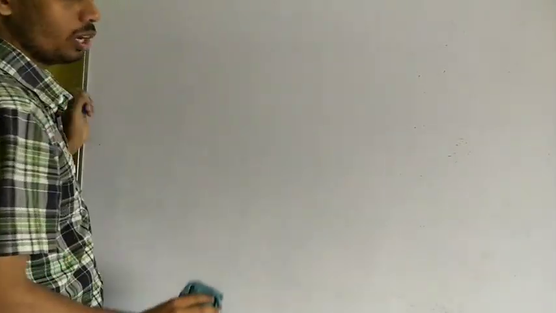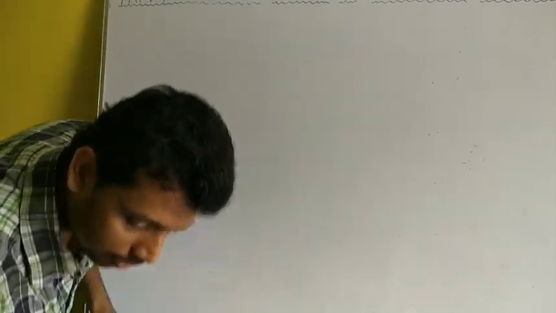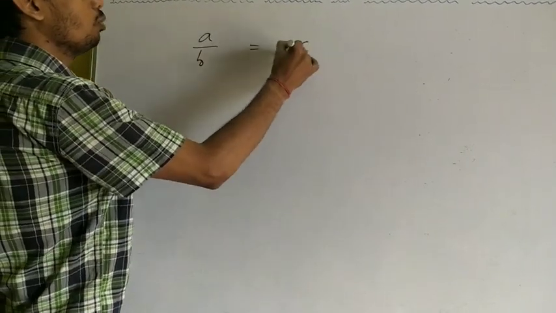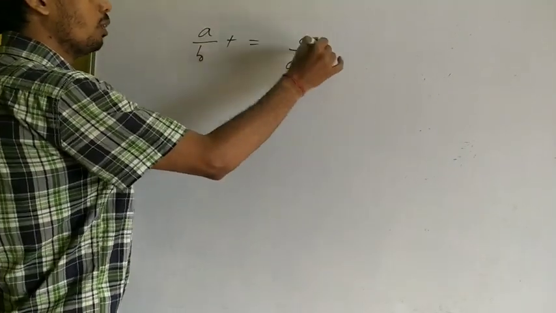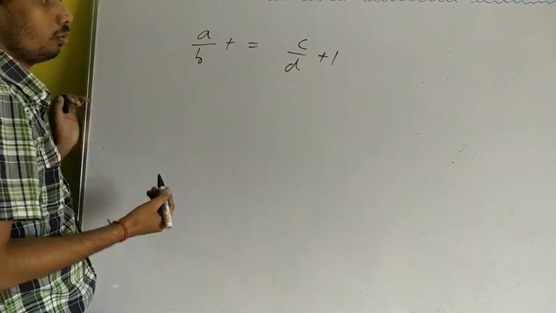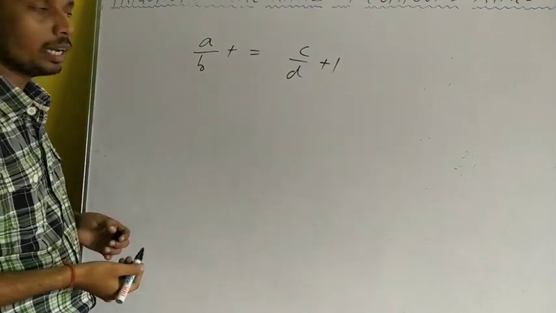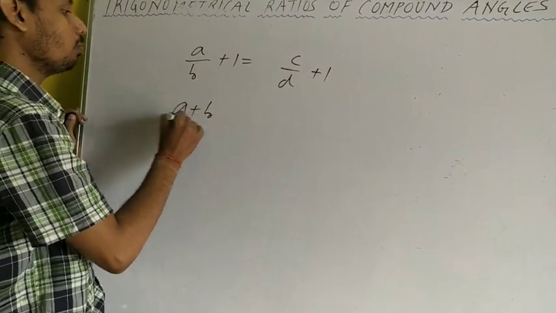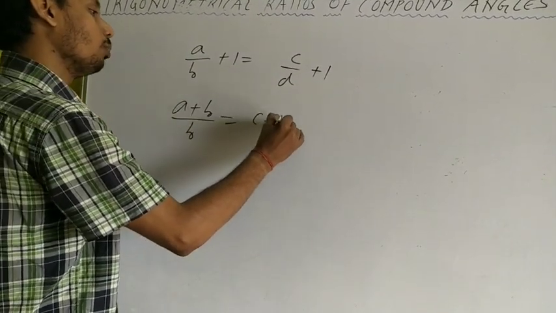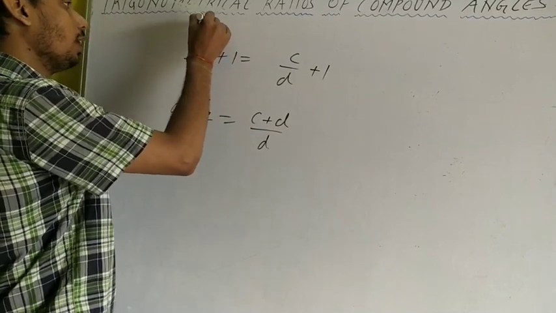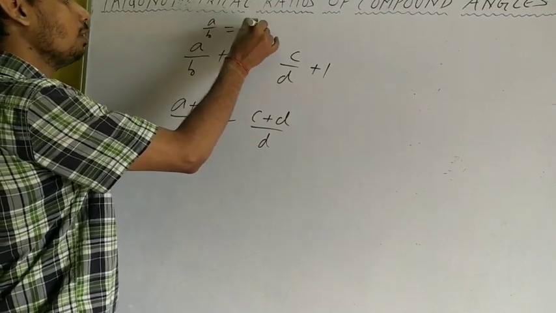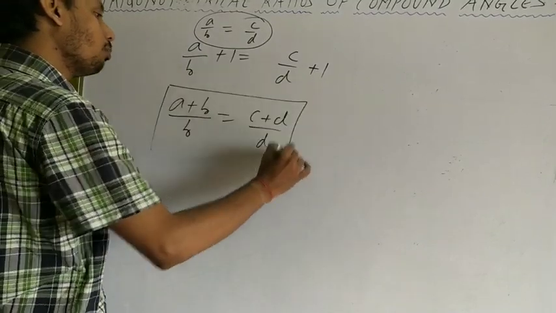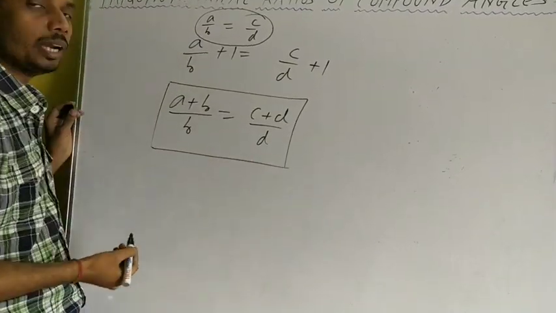Now see, if we do the same operation on both sides of an equation, the nature of the equation is not changed. That is, if a by b is equal to c by d, and we add 1 on both sides, our equation will remain as it is. Now, if we take the LCM, a plus b by b is equal to c plus d by d.